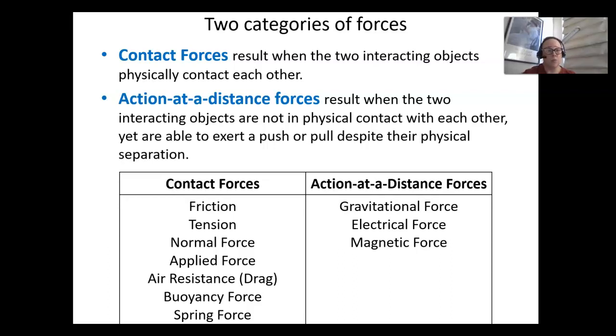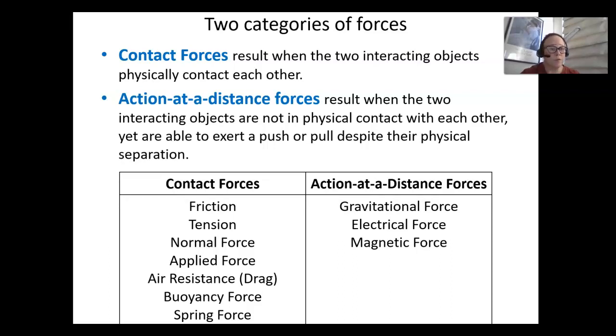But another broad category of forces are called action at a distance forces. These forces result even when the two interacting objects never have physical contact. They are still able to exert a push or pull despite the fact that they are physically separated. And there are three common examples of this.